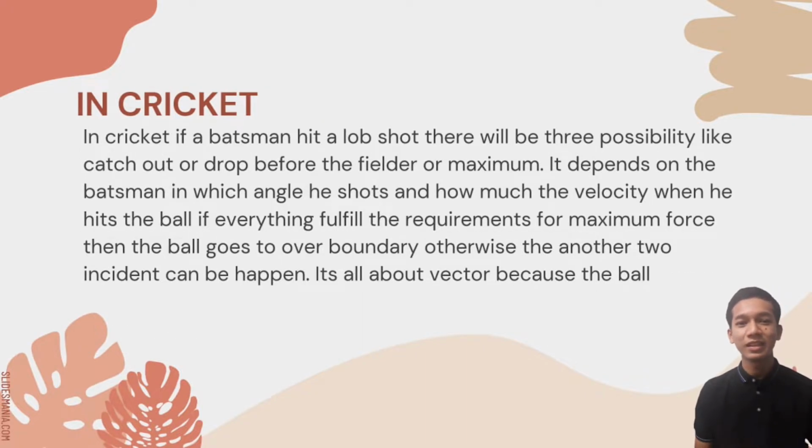Next, in cricket. In cricket, if a batsman hits a lob shot, there will be three possibilities: catch out, drop before the fielder, or maximum. It depends on the ball, at which angle he shot, and how much velocity when he hit the ball. If everything fulfills the requirement for maximum force, then the ball goes over the boundary. Otherwise, the other two incidents can happen. It's all about vector because of the ball.